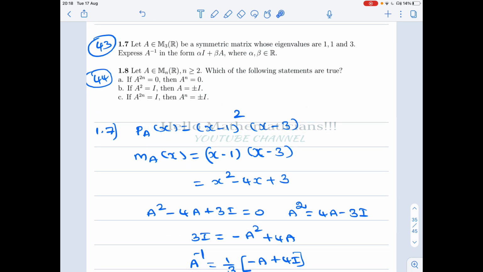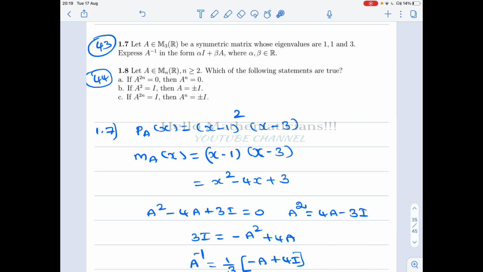Let A belong to M3 of R be a symmetric matrix whose eigenvalues are 1, 1, 3. Express A inverse in the form alpha I plus beta A. Usually, in the previous year there is a problem in which you have to express A inverse as alpha I plus beta A plus gamma A square, if it is a 3 by 3 matrix. But here A square is missing. So even though this problem looks like the previous year's simple problem, there is one tricky step.